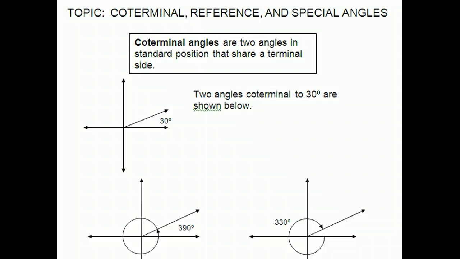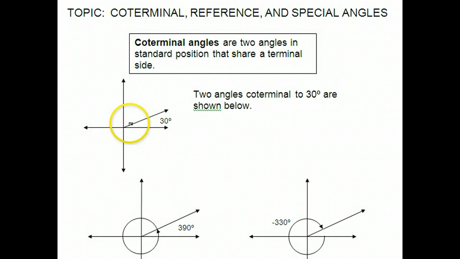Okay, so today we're gonna look at mapping out different angles. And so we're gonna look at coterminal, reference, and special angles, and how we put those on a grid. Okay, so coterminal angles are two angles in the standard position that share the same terminal side.